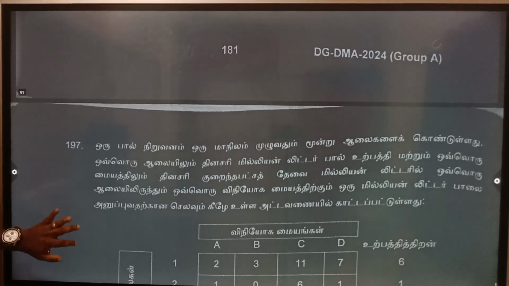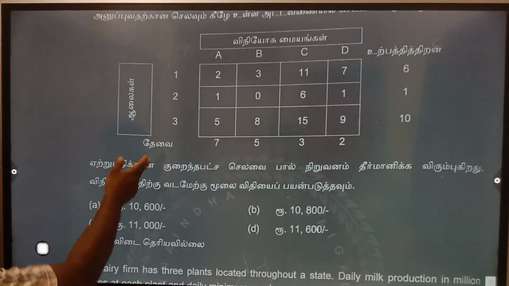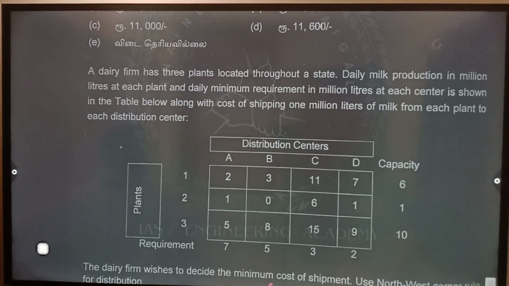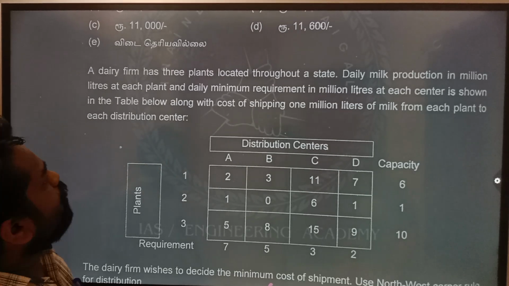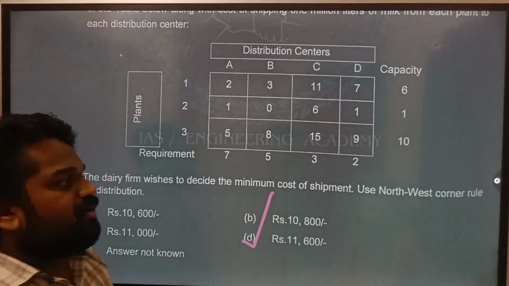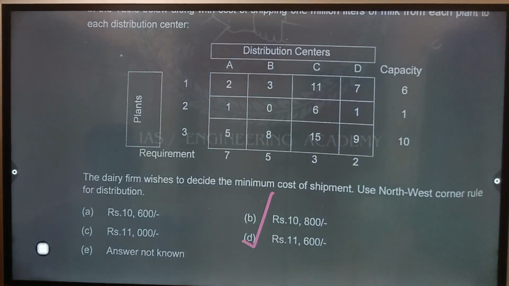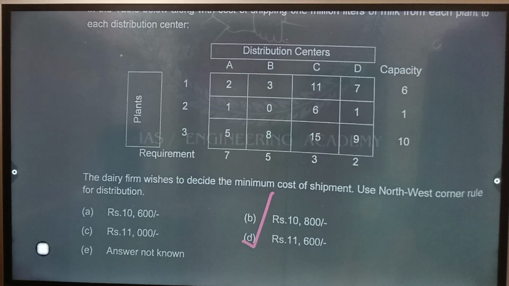Then 197. Again, a transportation problem with daily milk production in liters at each plant, requirement at each market, along with the cost of shipping. The dairy farm wishes to decide the minimum cost of shipment. Using the northwest corner rule, what is the cost? Rupees 11,600. D is the answer.